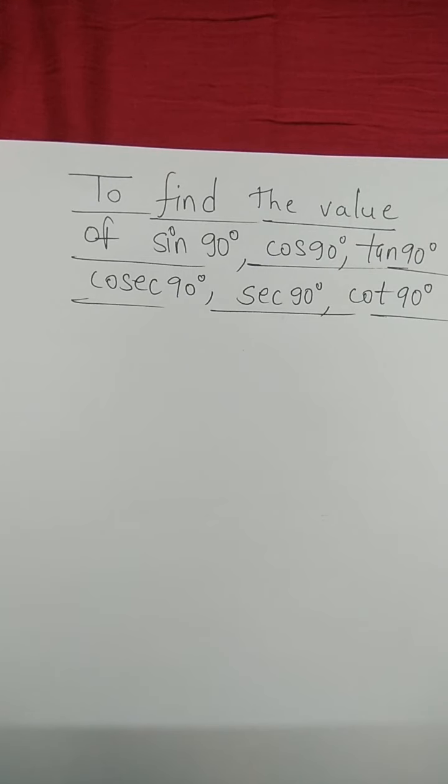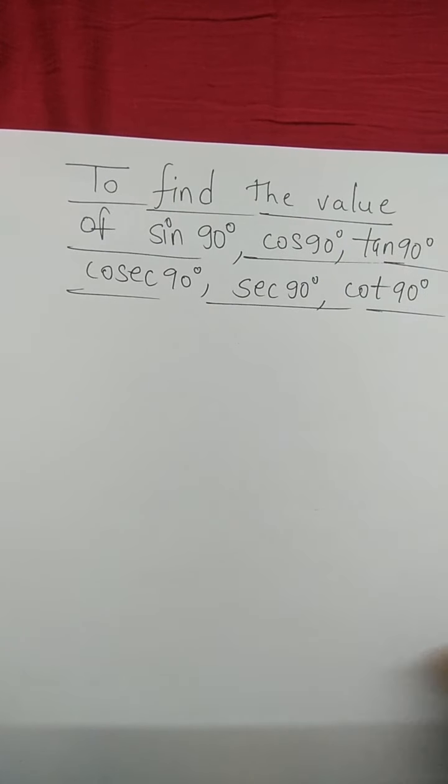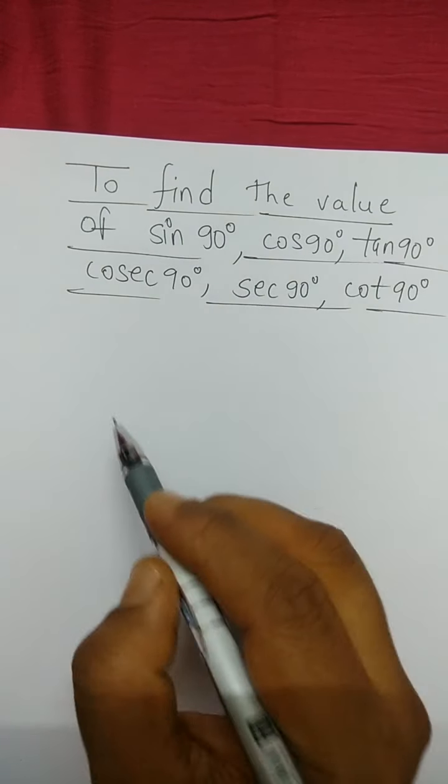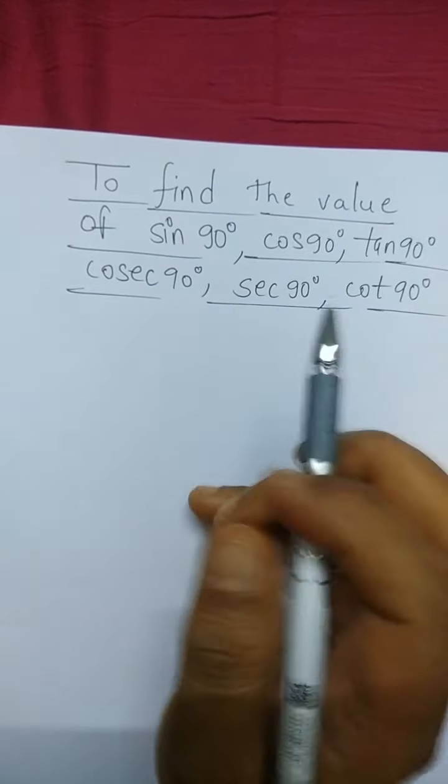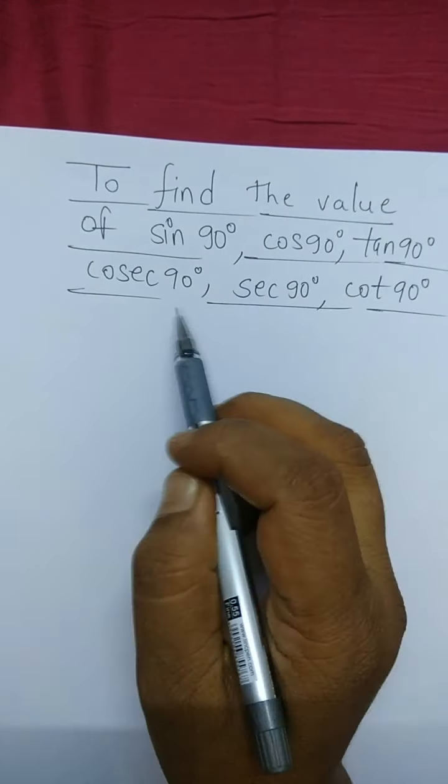In this video, we will find the values of sine, cos, tan, cosec, sec and cot ratios for 90-degree angle. Are you ready with your notebook and pen? Okay, so let's get started. First one is sine 90, cos 90, tan 90. Then we will take reciprocals, then we'll get these values.